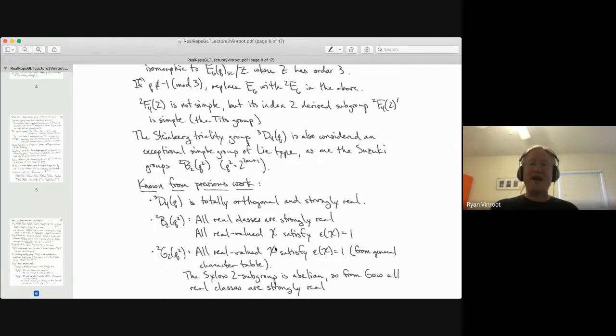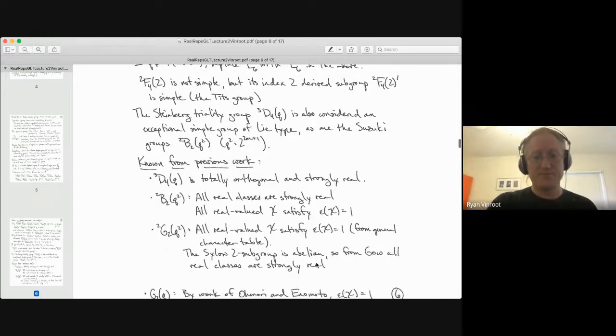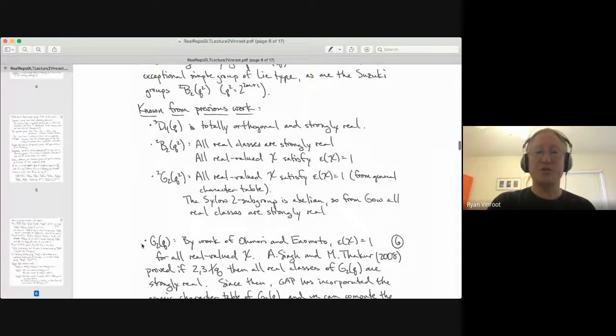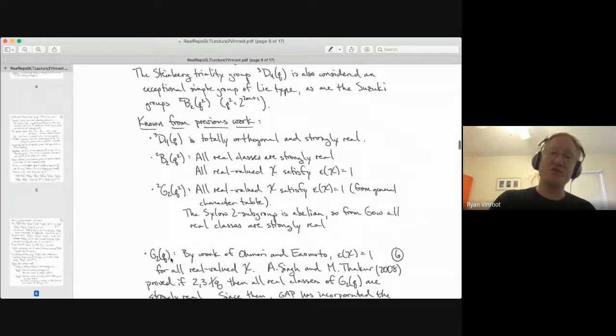And that means, from Gow, since all of the real valued characters are orthogonal, all of the real classes are strongly real. G2. Well, first, G2(q), now we're starting to get into more interesting business. Real valued characters all have indicator 1. This comes out of work of Ohmori and Enomoto, which was in the 90s.